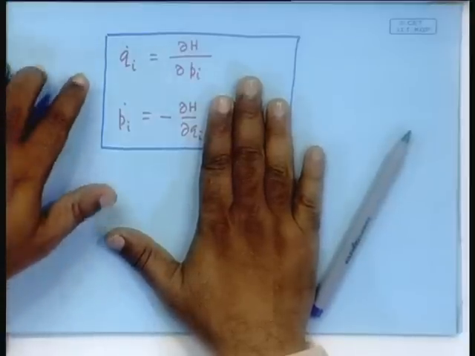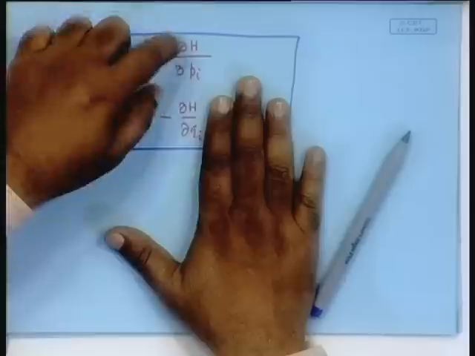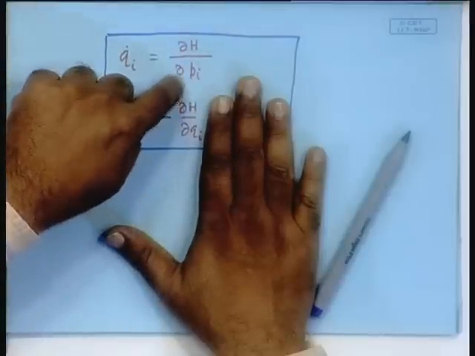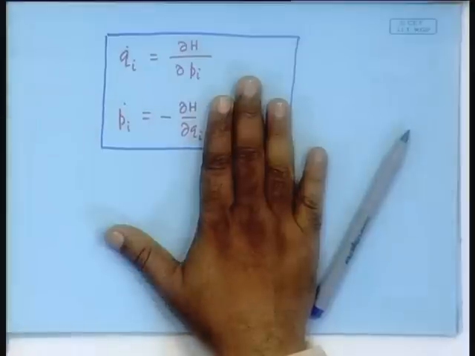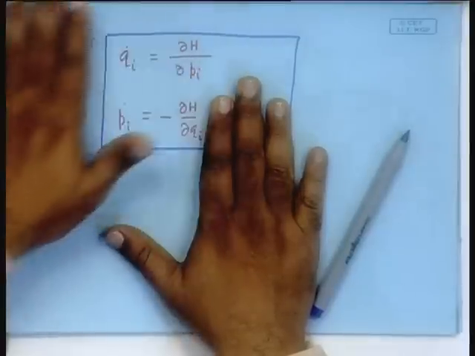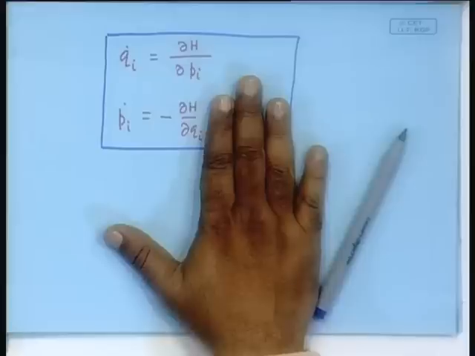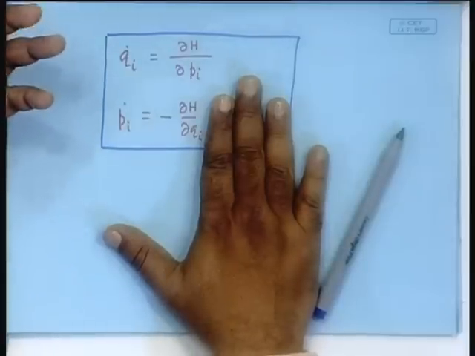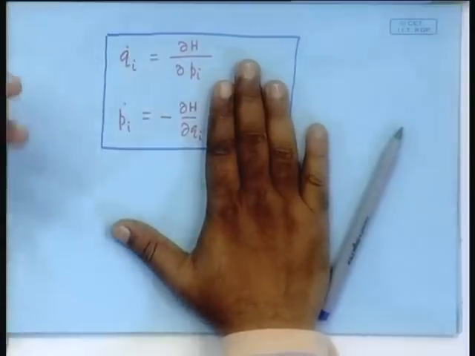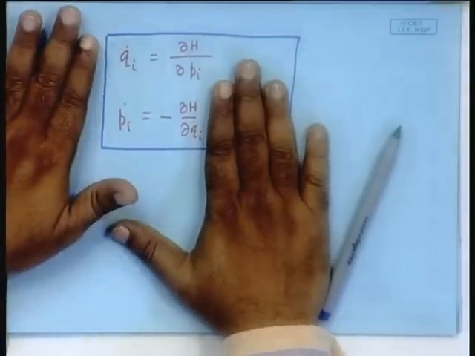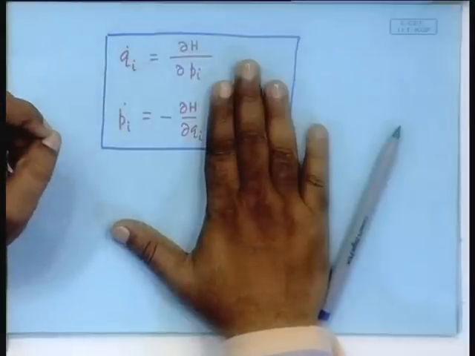Very nice form. Qi dot is nothing but the derivative of the Hamiltonian with respect to Pi, and Pi dot is nothing but the derivative of the Hamiltonian with respect to Qi with the negative sign, that is all. Very nice set of equations. That is why this has intrigued physicists for a long time, and many physicists have devoted their lifetime studying this nice set of equations. And if this is ignored, the kind of systems where such equations will be valid are called the Hamiltonian systems.